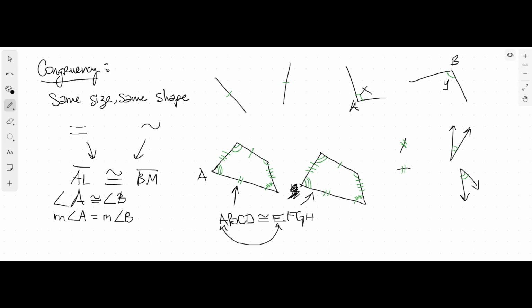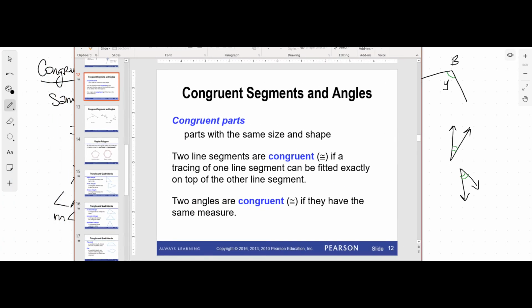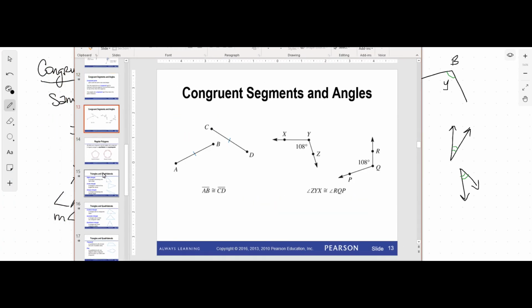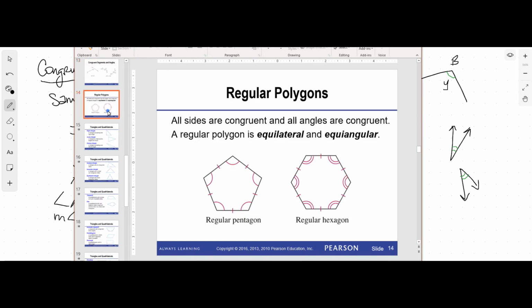All right, so let's shift to the slideshow. I don't really like this one as much. It's got good pictures, but I can't interact with you in the same way.